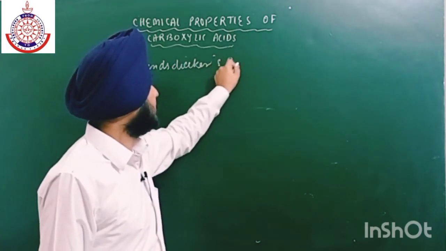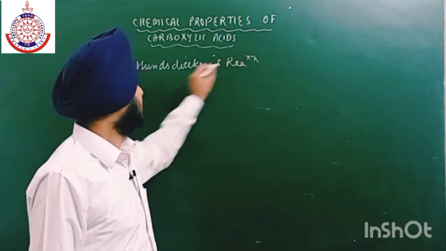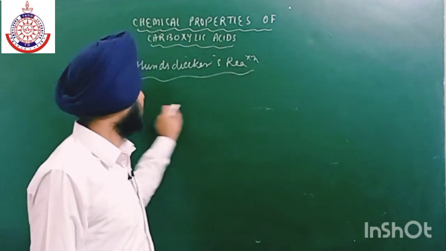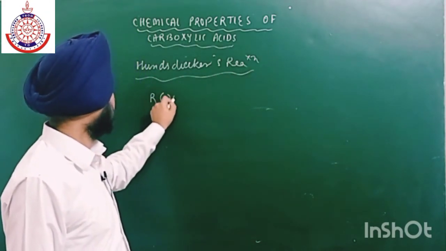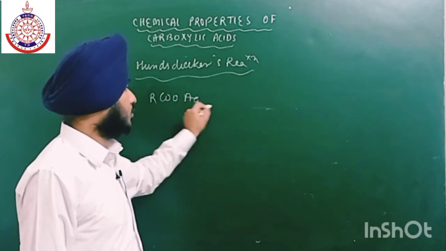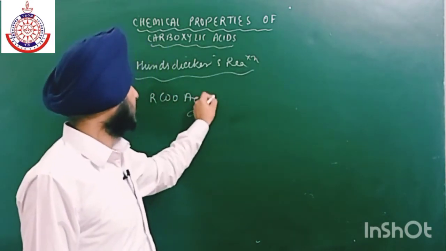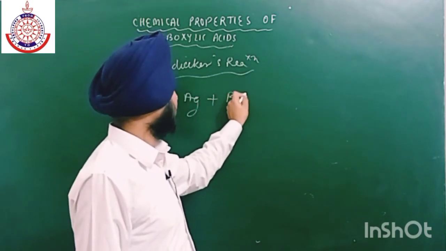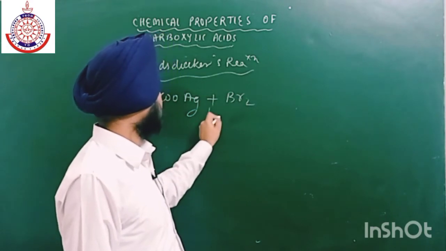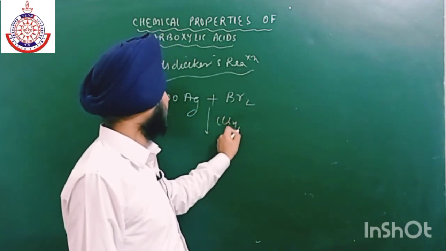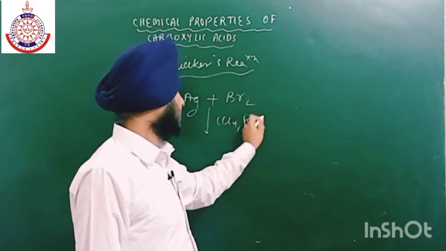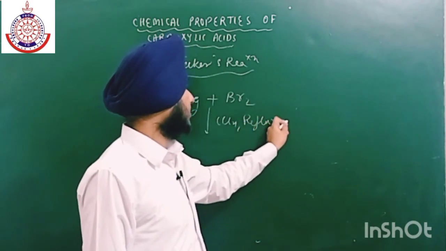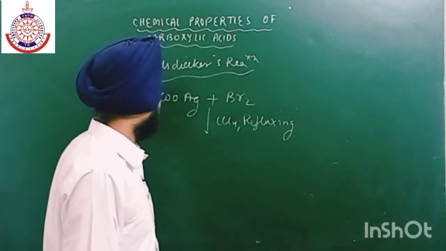So the reaction is, we have to take the silver salt, RCOOAg, not sodium, it's silver salt, plus reaction with Br2 in presence of CCl4, and refluxing takes place. So here we are using a non-polar solvent, that is CCl4.